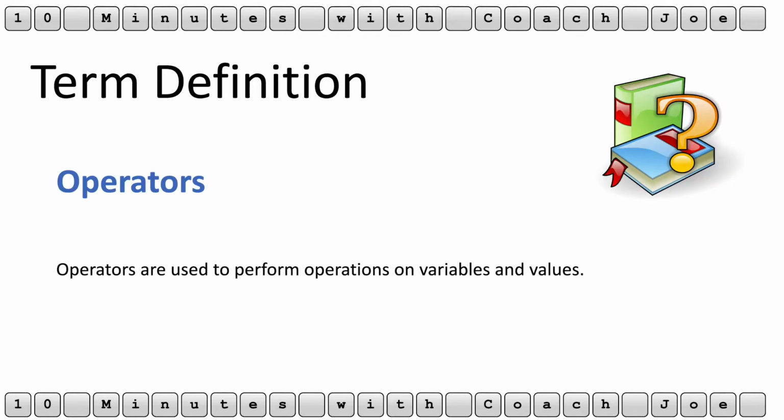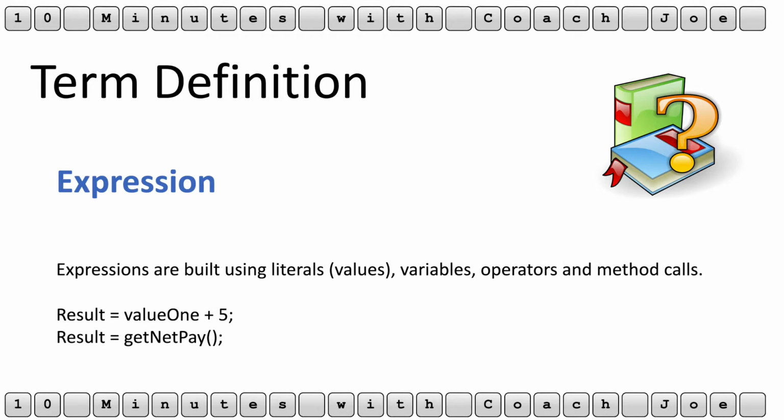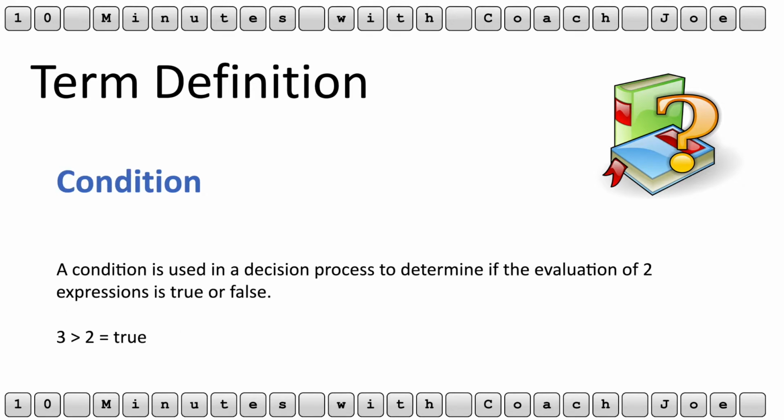Operators are used to perform operations on variables and values. Those operations can be in the form of expressions or conditions. Expressions can produce a value, assign a value, and possibly do nothing, like in the case of a void method call. A condition is used in a decision process to determine if the evaluation of two expressions are true or false. One example could be, is 3 greater than 2? This is a true condition. In this lesson, we will focus on evaluating 2 or more conditions.